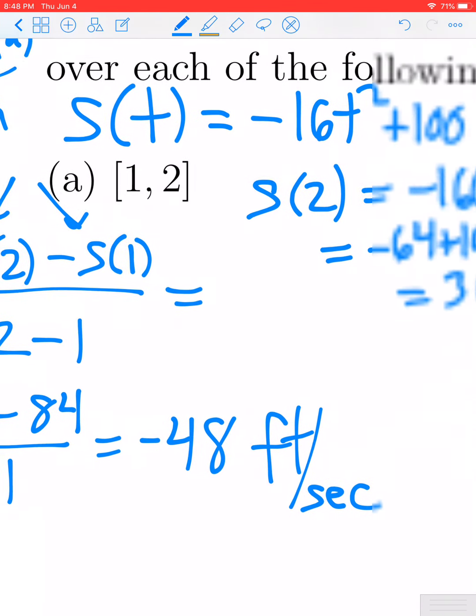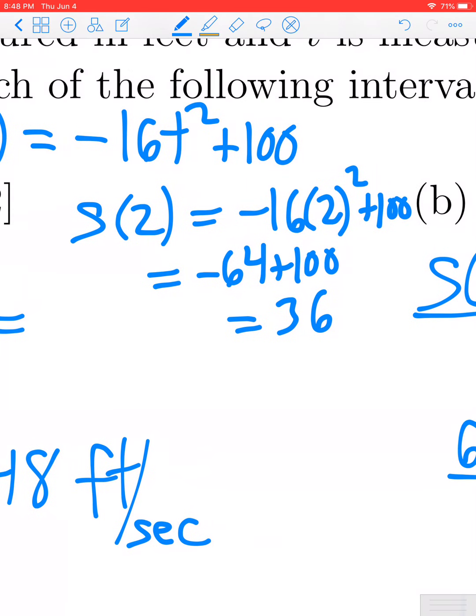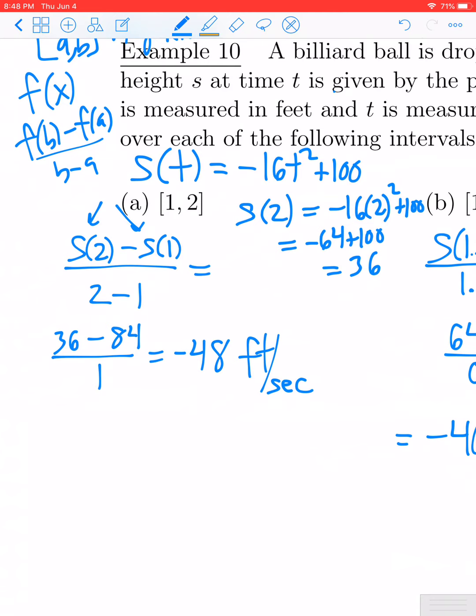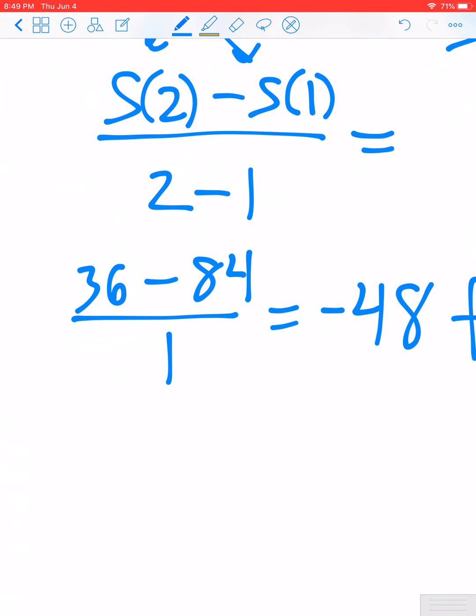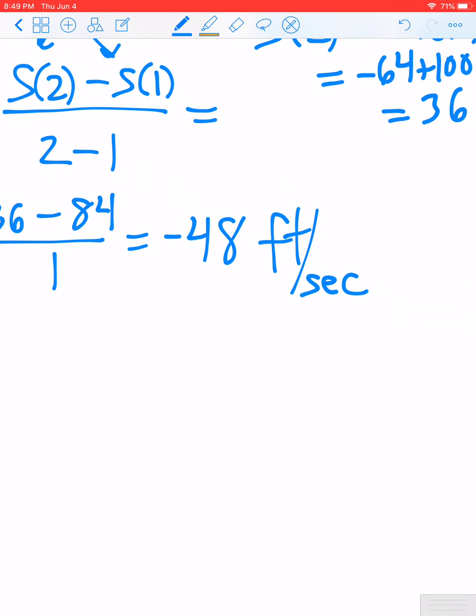I'll show the first one if I plug 2 into this function. Recall s of t is negative 16t squared plus 100. If I evaluate s of 2, that's negative 16 times 2 squared plus 100, which is negative 64 plus 100, which is positive 36. So the position of the billiard ball at 2 seconds would be 36 feet above the ground. Similarly, you could plug in s of 1, which is 84 feet, divided by 2 minus 1, which is 1, and we would get that the average rate of change of the ball over that interval would be negative 48 feet per second.